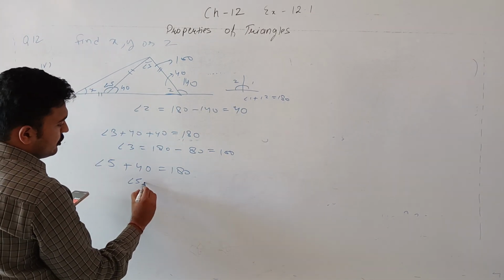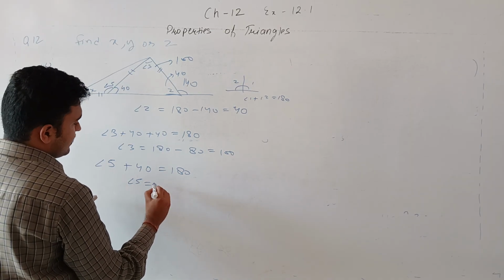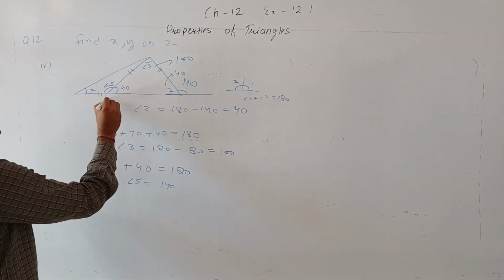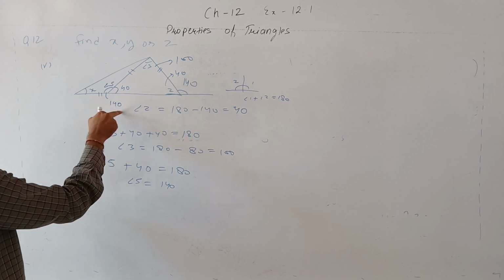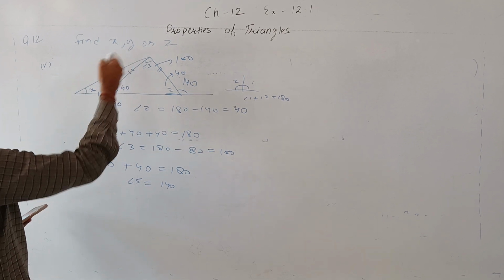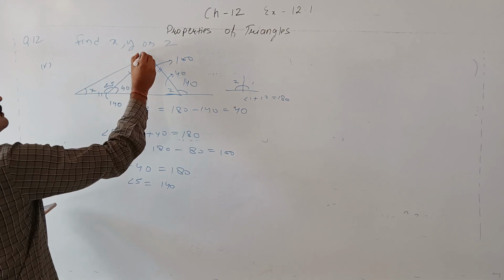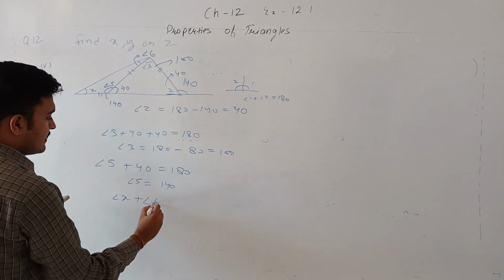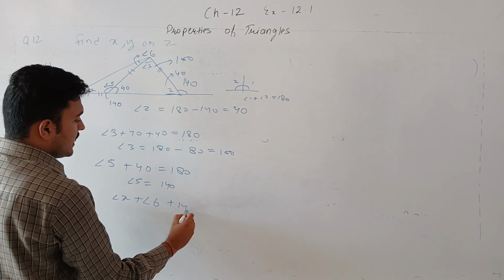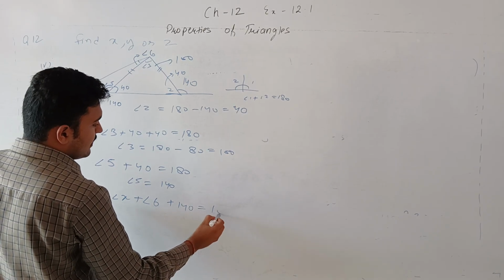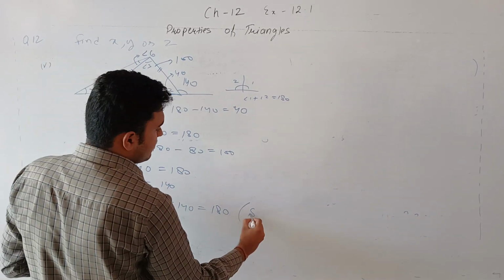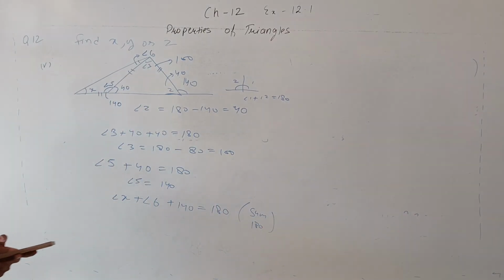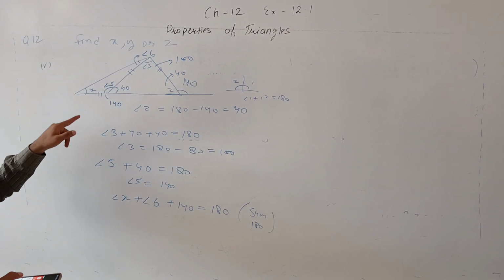Angle 5 comes out to be 180 minus 40, which is 140. Angle 5 comes out to be 140, and now the two angles are angle x and angle 6. Let this be angle 6. Angle x plus angle 6 plus 140 is equal to 180, as the sum of all the angles of a triangle is 180.